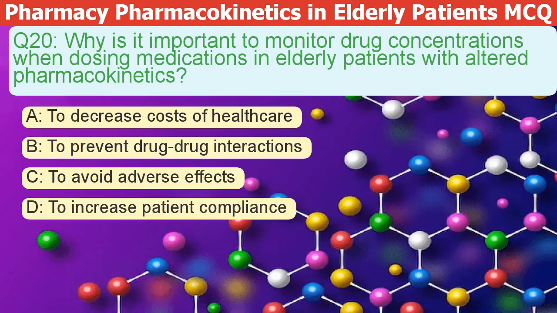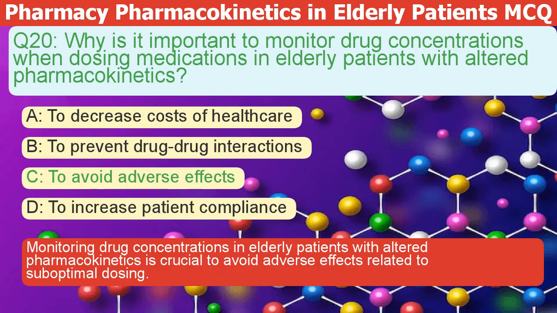Why is monitoring drug levels important when giving medicine to older patients whose bodies process drugs differently? A. To lower healthcare costs. B. To prevent drug interactions. C. To avoid side effects. D. To improve patient compliance. The correct answer is C. Monitoring drug concentrations in elderly patients with altered pharmacokinetics is crucial to avoid adverse effects related to suboptimal dosing.